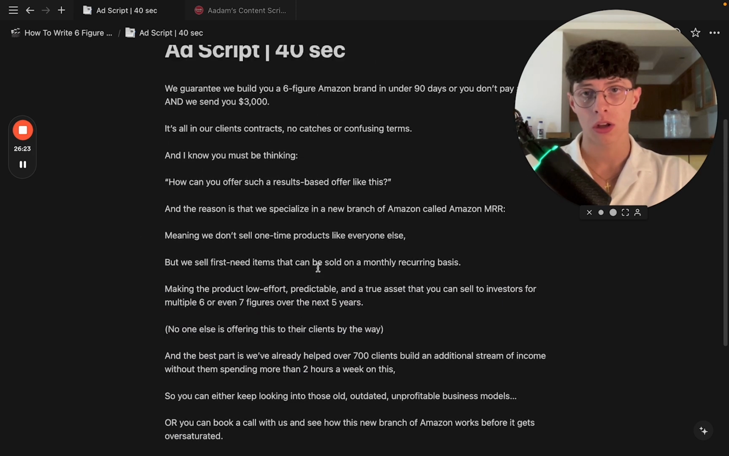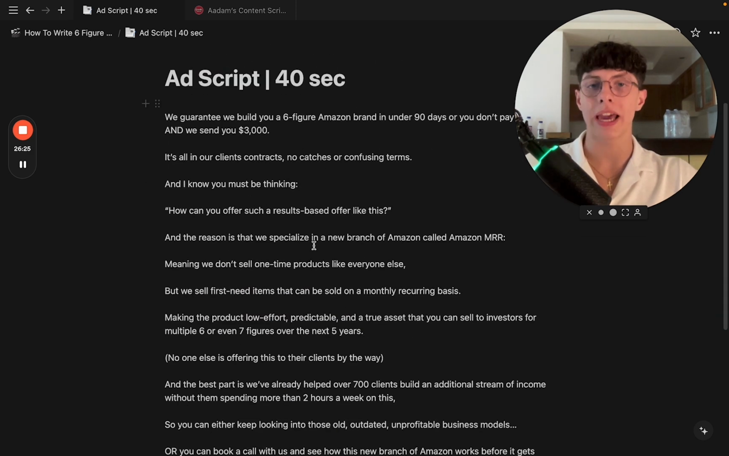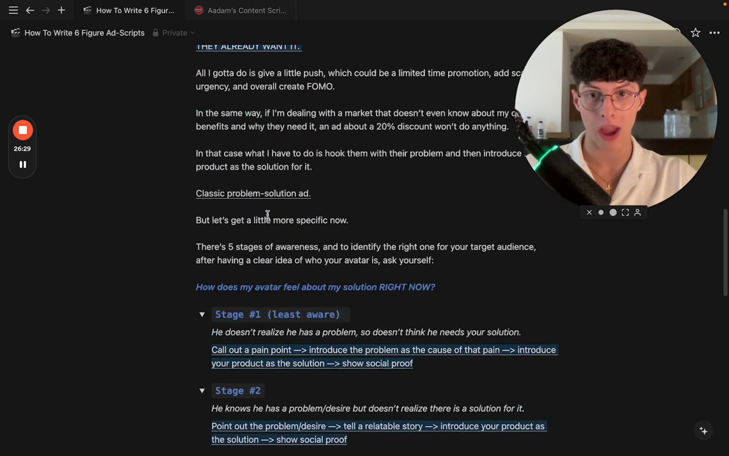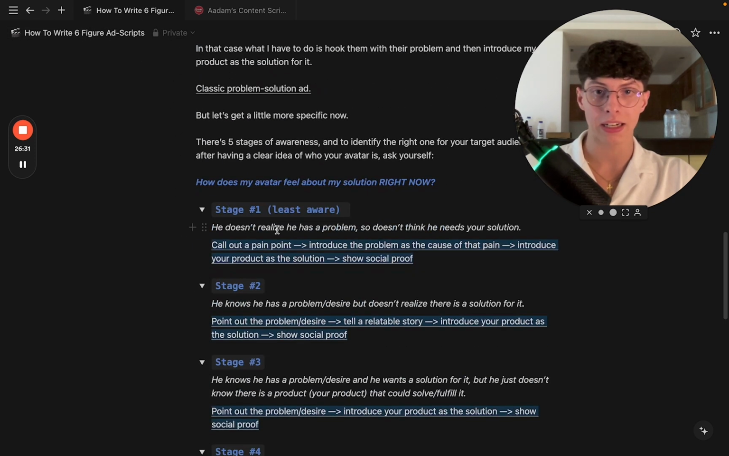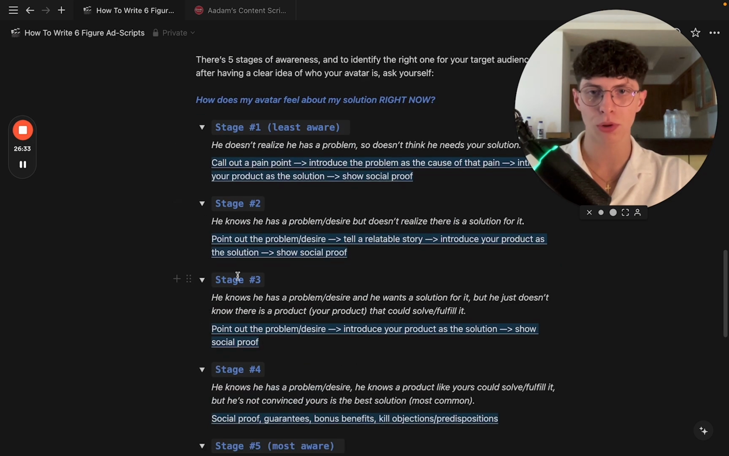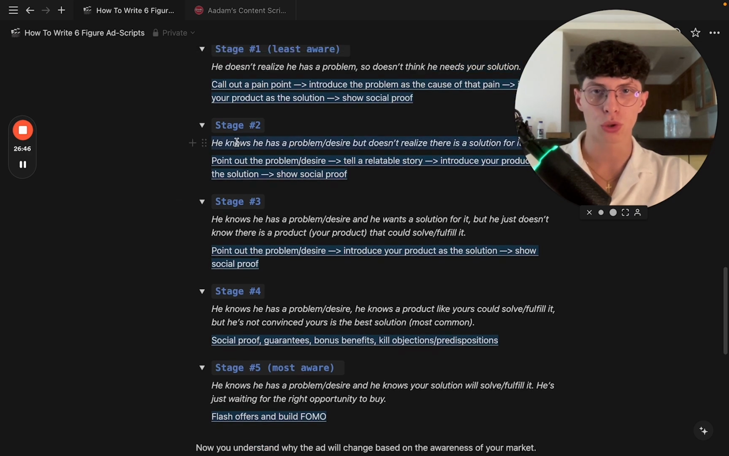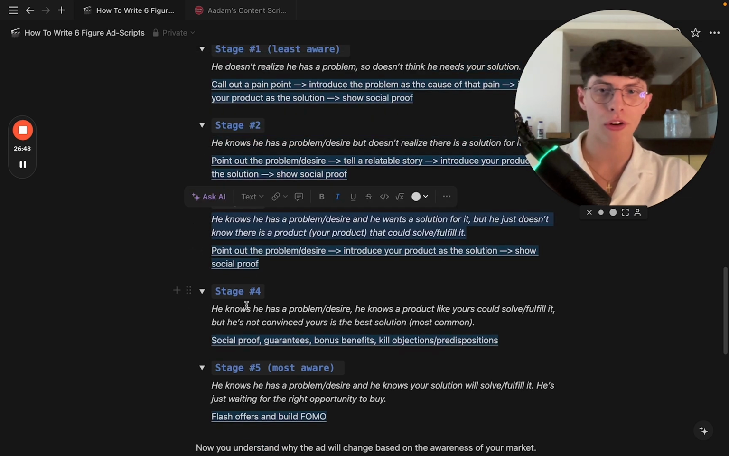Now, you know already about the stages of awareness. Let me go back to them for a second so you see them. We have stage number 1, stage number 2, stage number 3, stage number 4, stage number 5. I want you to try to guess what stage that was in. I would say obviously it was not stage 1, obviously it was not stage 2. I say it's stage 3 to 4.